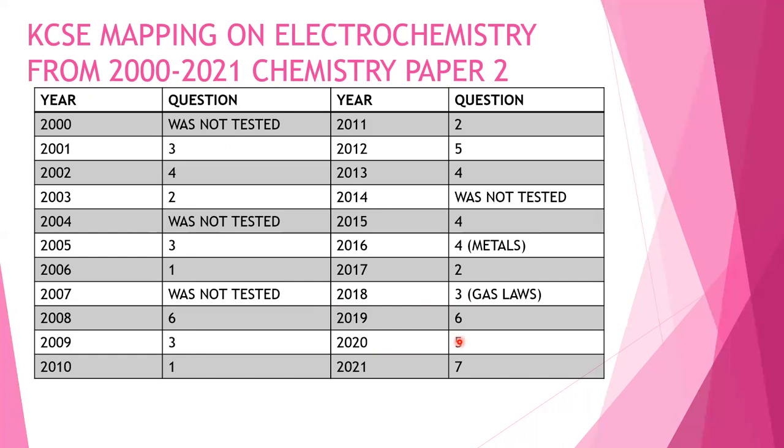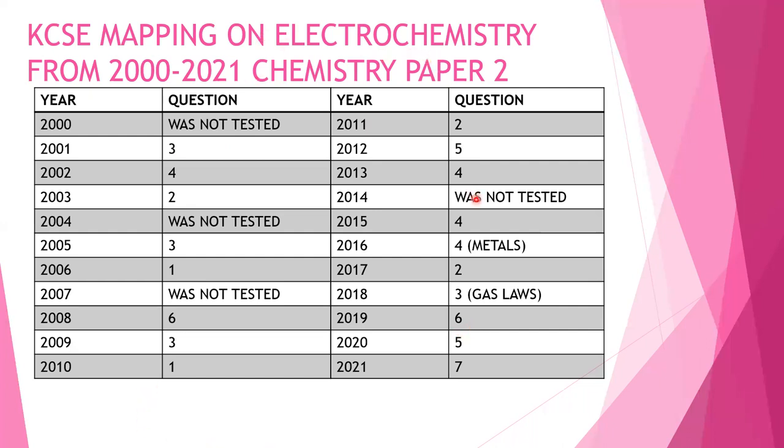So if you check from the year 2008 to the year 2021, it has only missed once. So the probability of this question being tested even this year is higher. So the students should prepare themselves adequately enough by reading anything that they should know.